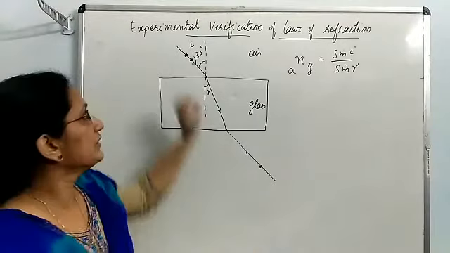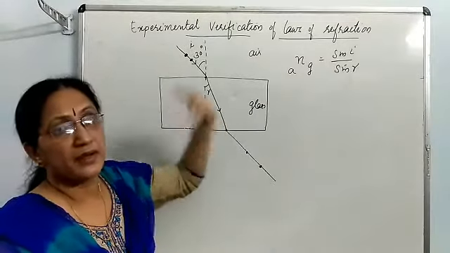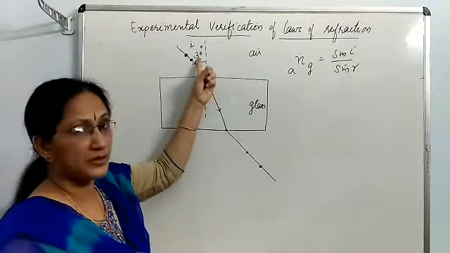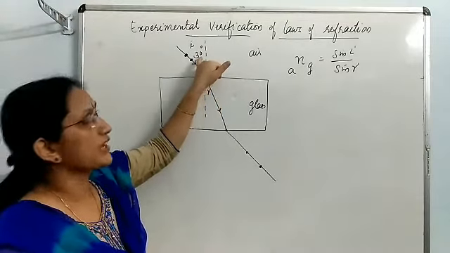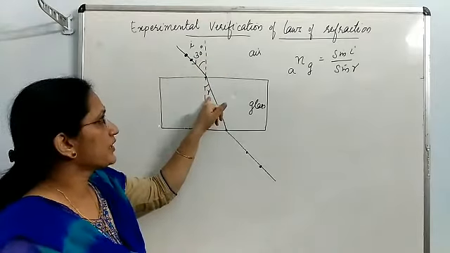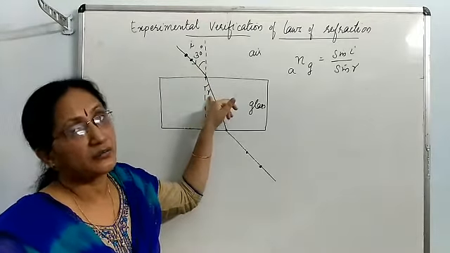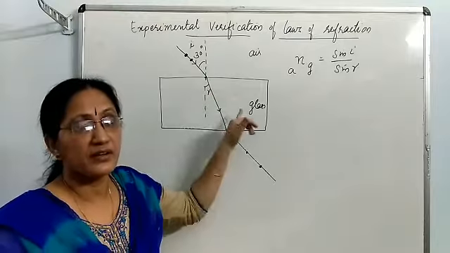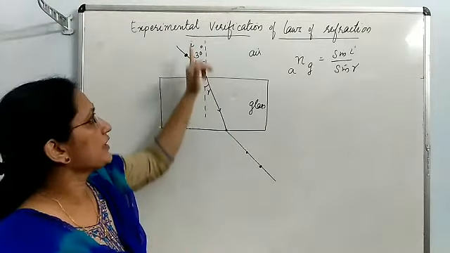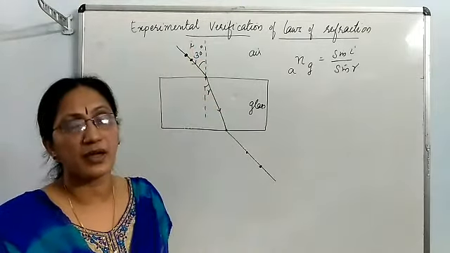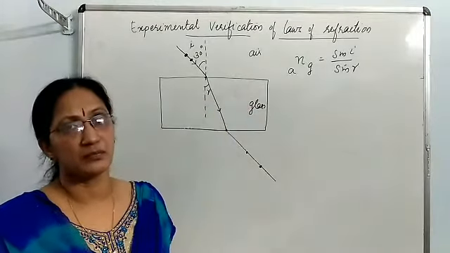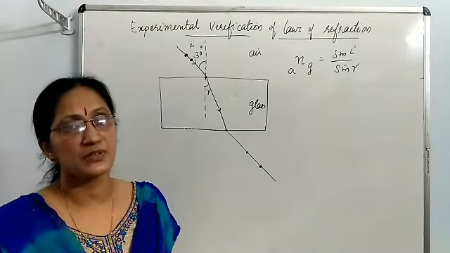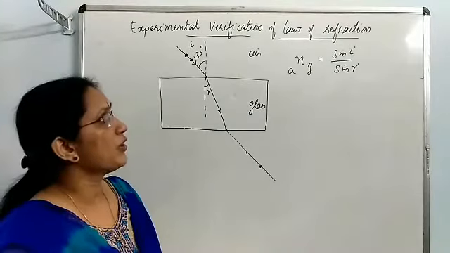You may try with different angles. In the next diagram you may try with 35 degrees or 40 or 45. Every time you change the I value, the R value also changes, but every time the ratio of sin I to sin R will remain constant as long as the pair of media is the same. This proves the first law of refraction.